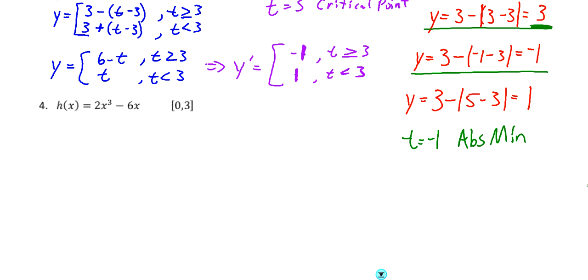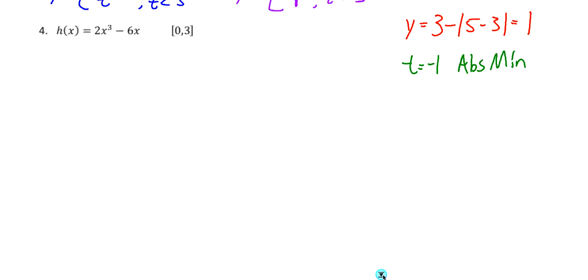All right, now the last one. So, again, you've got to find critical points, and then you check the endpoints since we're looking for absolutes. So to find critical points, we find the derivative, which is 6x squared minus 6. Set it equal to 0. And we get, move the 6 over, so we get x squared equals 1, which means x equals plus or minus 1.